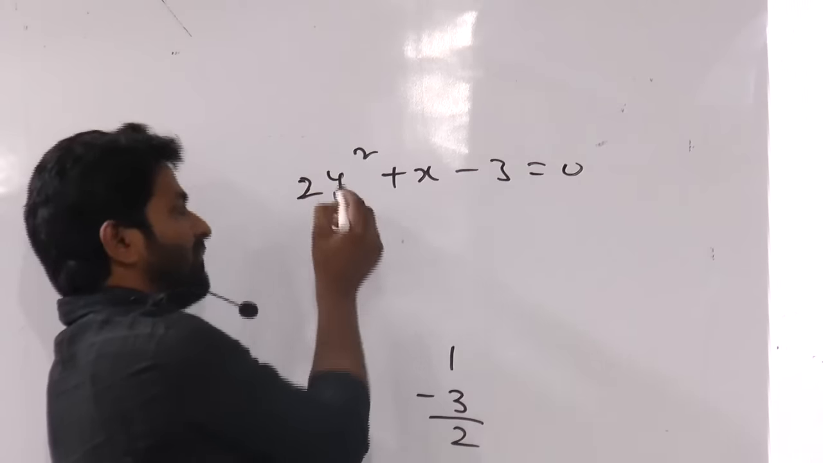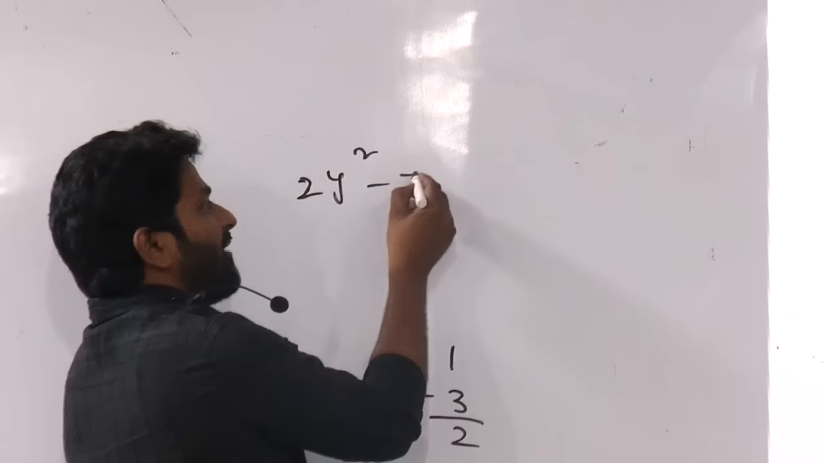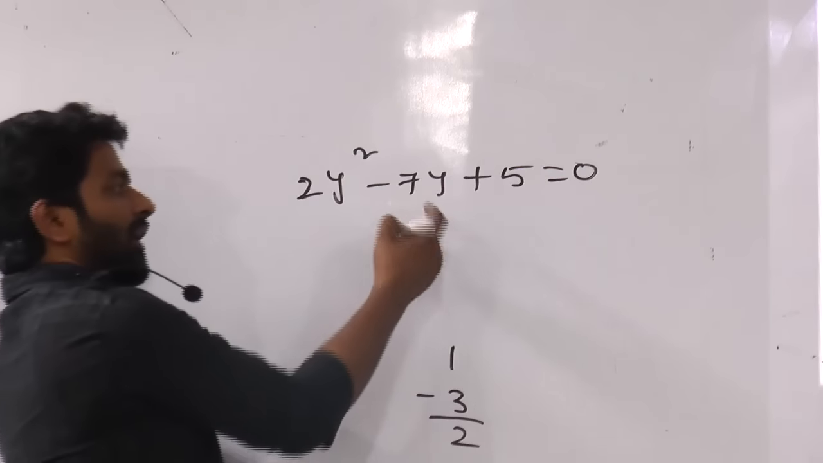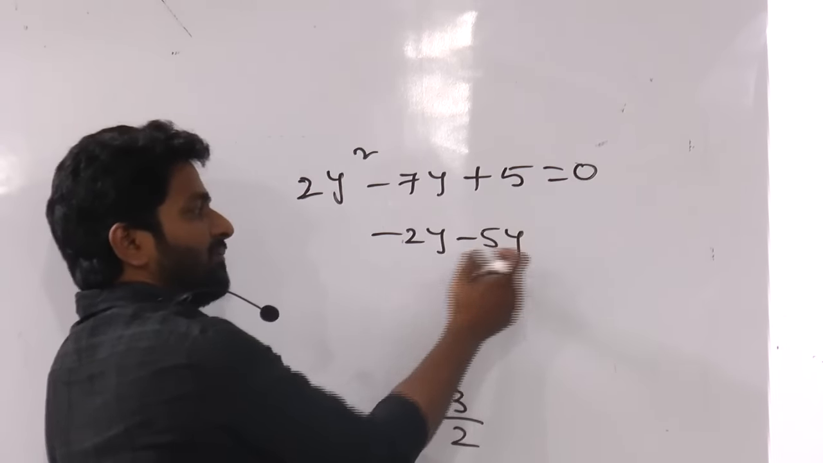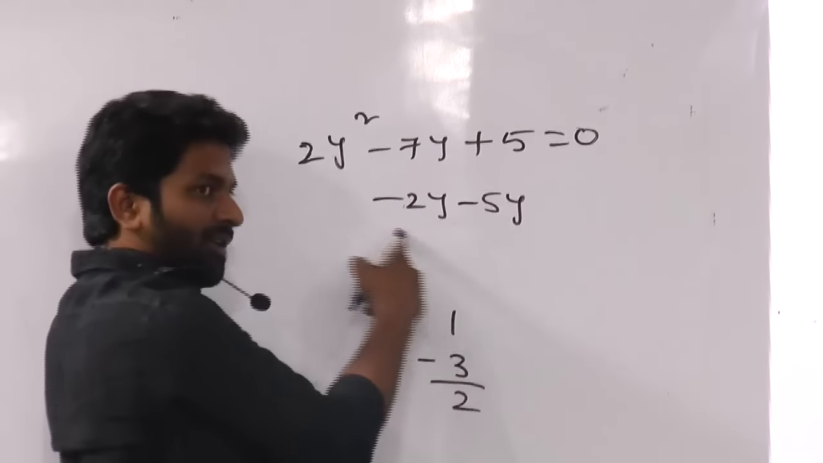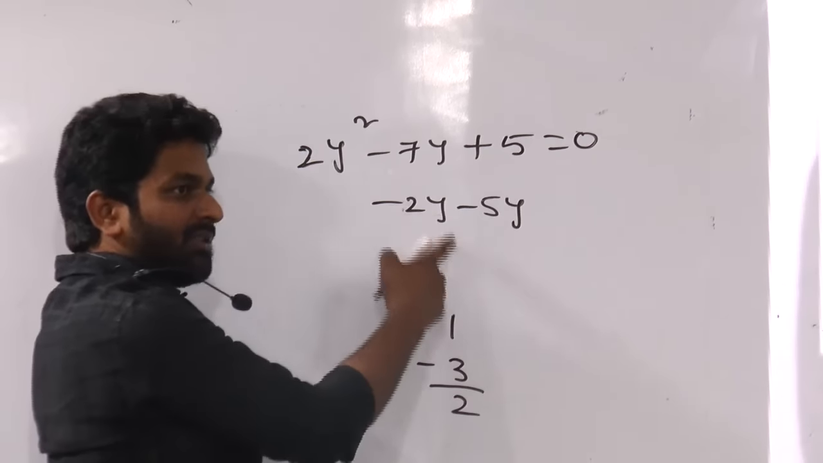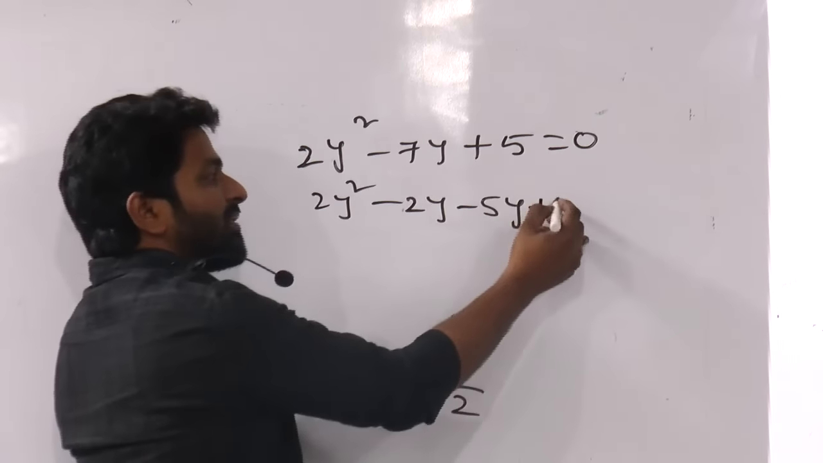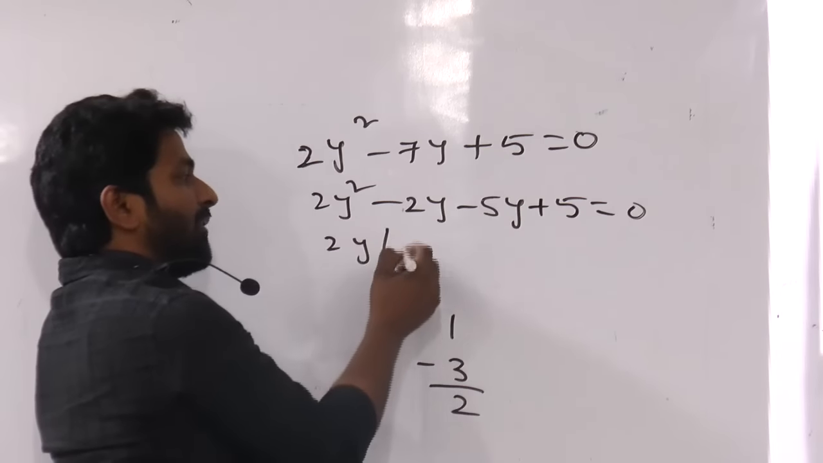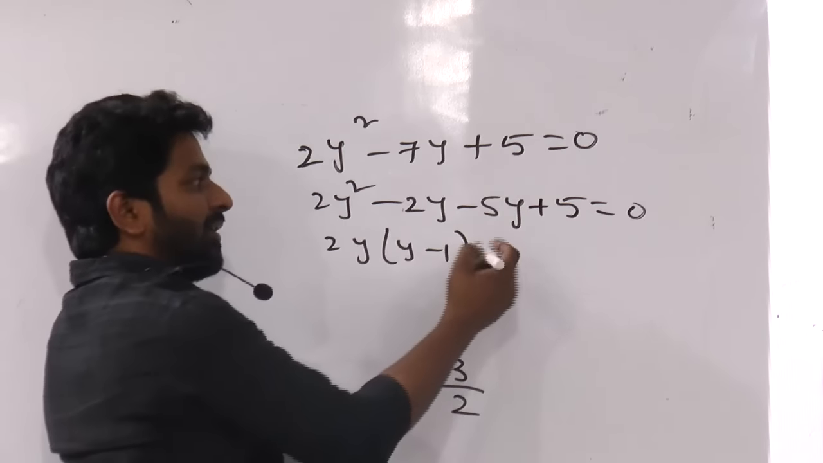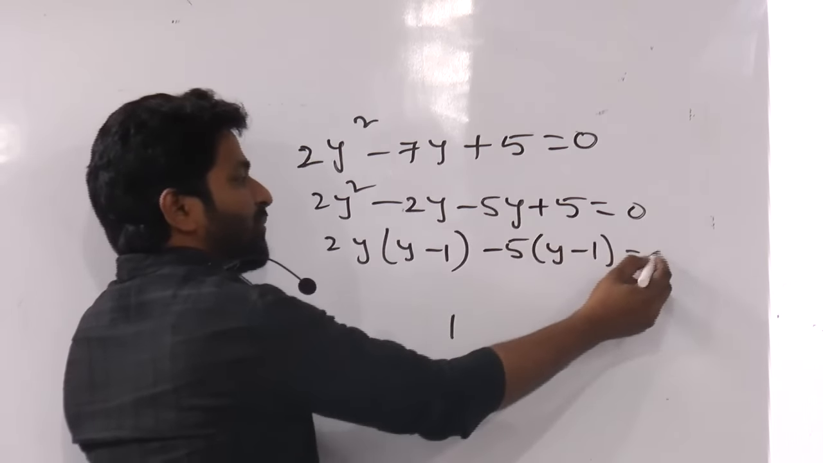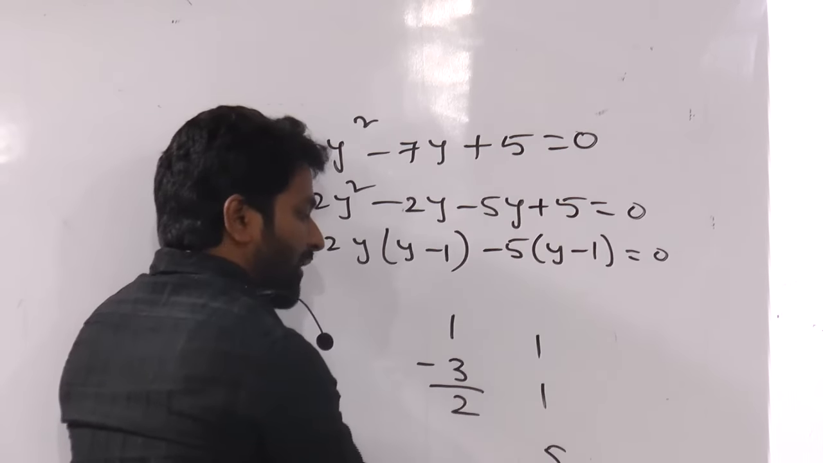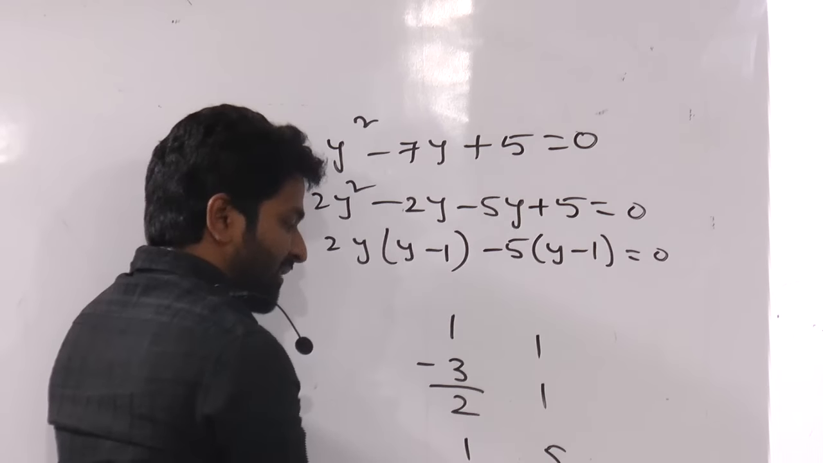And the other one is very easy. 2y square minus 7y plus 5 is equal to 0. Let us write it as minus 2y minus 5y. The product is positive only, right? Minus into minus is plus. 2 into 5 is 10. Satisfied. 2y square and then plus y is equal to 0. Take 2y common, that becomes y minus 1. Minus 5 common, y minus 1. So y is equal to 1 and then 5 by 2. This is 1 and then minus 3 by 2.